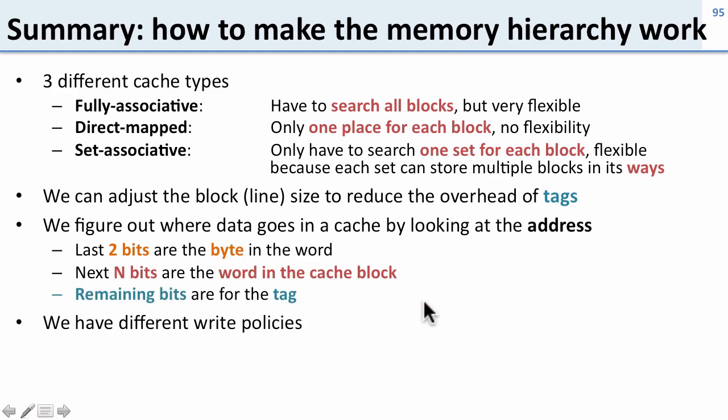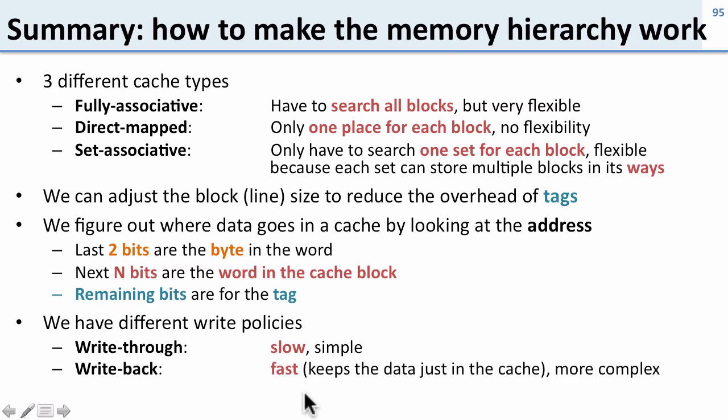We saw we had different write policies. So write through was slow, but it was simple. And it was slow because you always wrote to DRAM, and you had to wait for that. We then had write back, which was fast. So in write back, we just keep the data in the cache, but it's more complicated because now we have to keep track of which data in the cache is dirty. That is, we've updated in the cache, but we haven't written it back to DRAM.